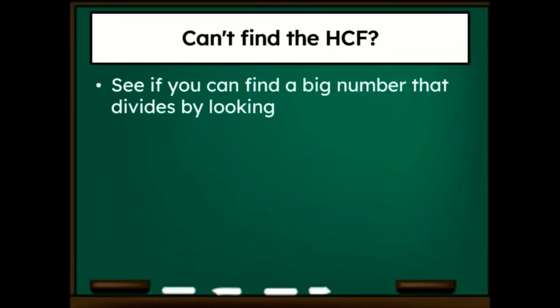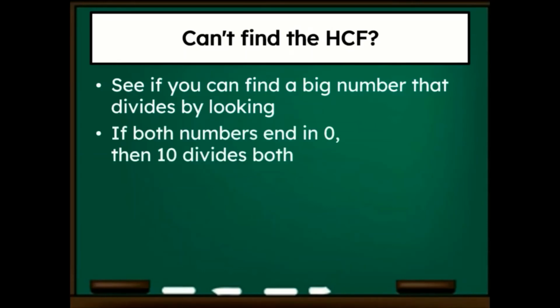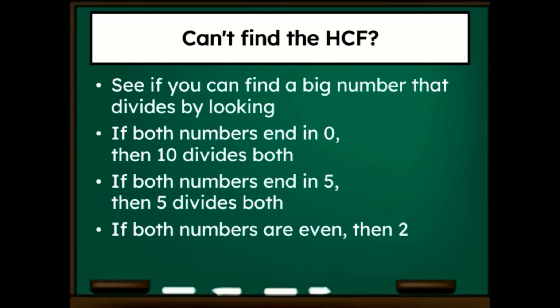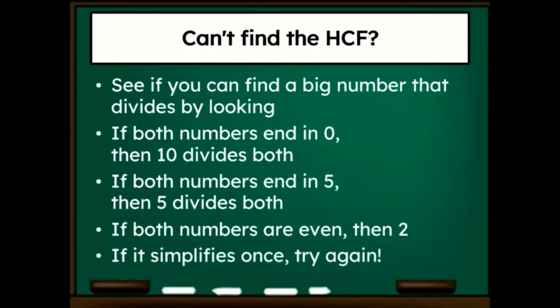If you can't find the HCF, see if you can find a big number that divides by looking. And there's some tricks we can do. If both numbers end in 0, then 10 divides both. If both numbers end in 5, then 5 divides both. If both numbers are even, then we can certainly divide by 2. If it simplifies once, try again.